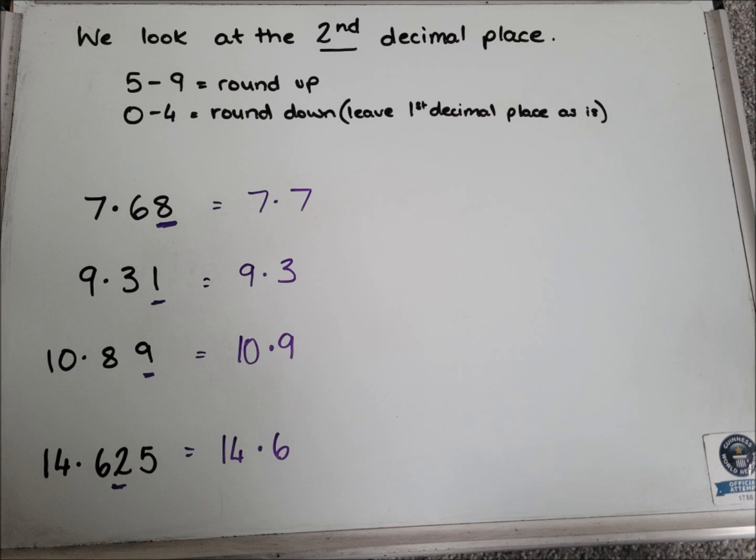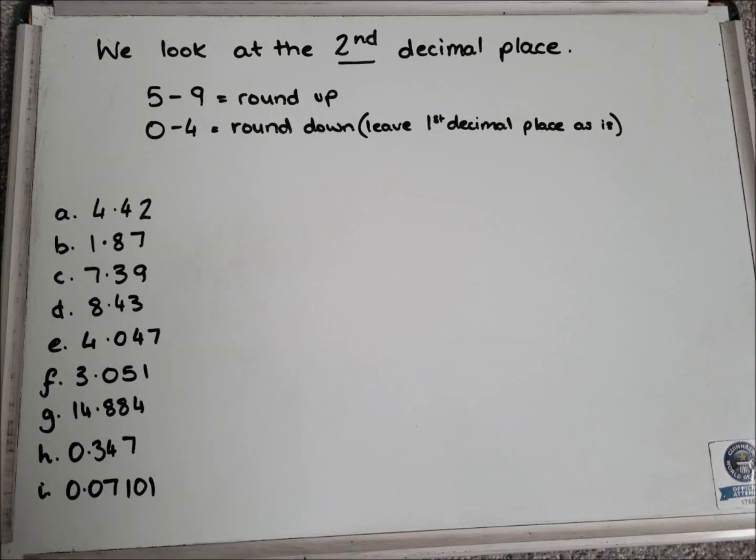On the screen just now, I have got some examples for you to work through. Please only look at the second number after the decimal point to decide whether you're rounding up or down. Even though some of them have more than 2 numbers, you're only focusing on that second number. So pause the video here, work through these examples, and we'll get the answers in a second.